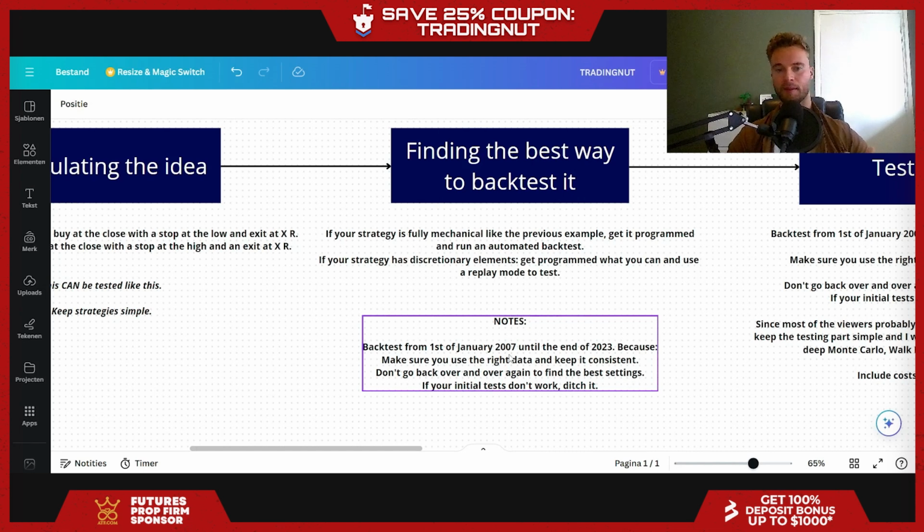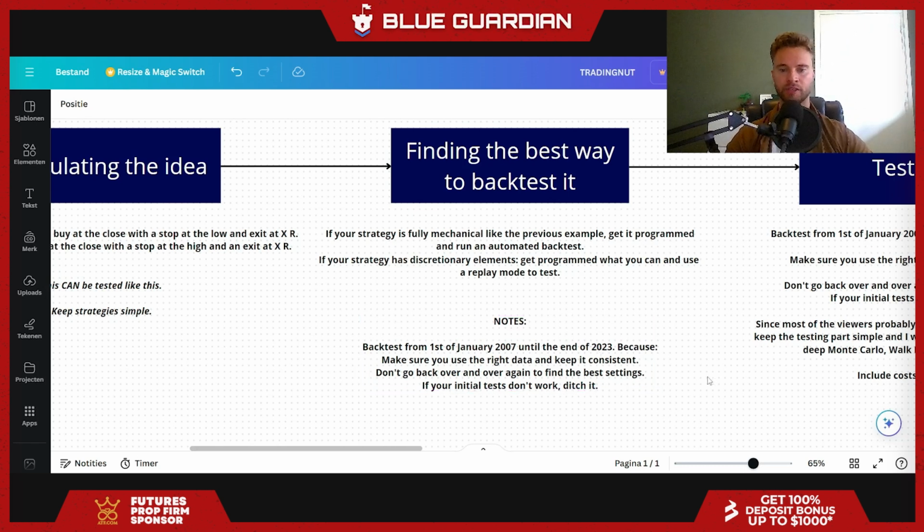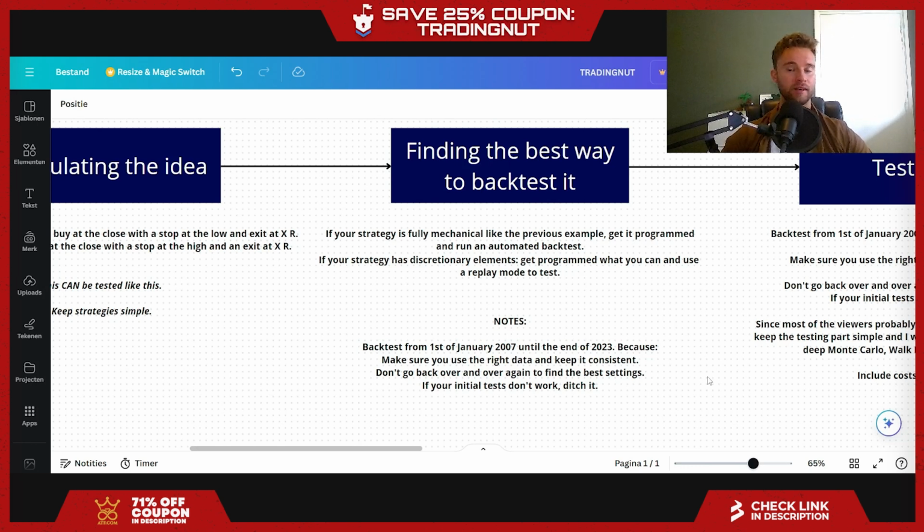Notes. Backtest from the 1st of January 2007 until the end of 2023 or something. And the reason for this is quite simple. If you only test a year, you might, by pure chance, test a year that fits very well with your strategy. So let's say you have a trend strategy and you test only 1 year where the market was trending. Of course, it's going to make money. But then when you have a ranging year, that strategy will lose money and sometimes even blow up your account. And if you only test 1 year, you have the positive results by pure chance, but not the bad results.